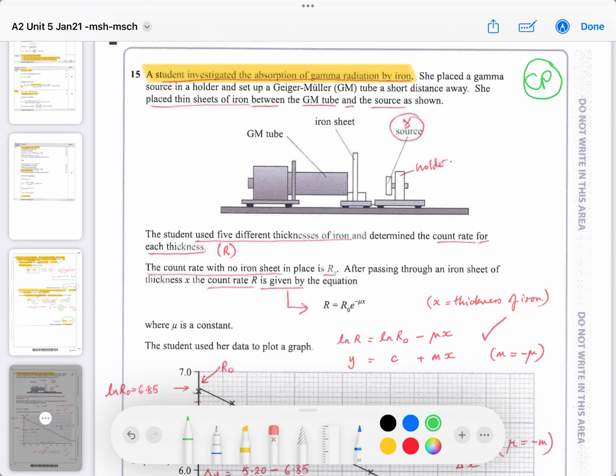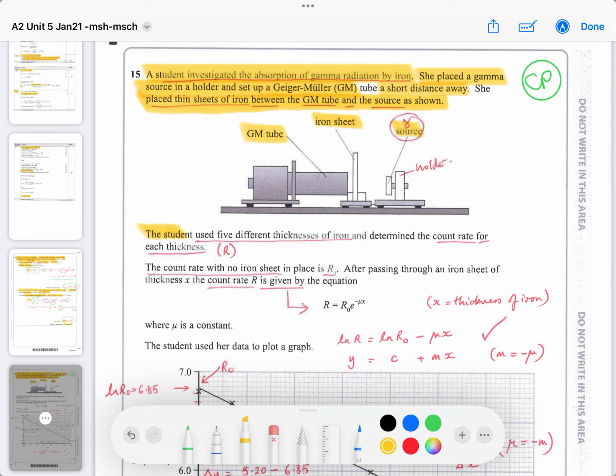You'd have to look, see which number it is. I can't remember. So the core practical is using this experiment, and you've got to use the half thickness, but they don't use iron, they use lead. So she placed a gamma source in a holder to make sure it's directly in front of the Geiger tube, to make it a valid experiment, a short distance away. She then placed thin sheets of iron between the source and the Geiger tube, as shown. So there's the iron sheet in the middle, and the Geiger tube obviously is this object.